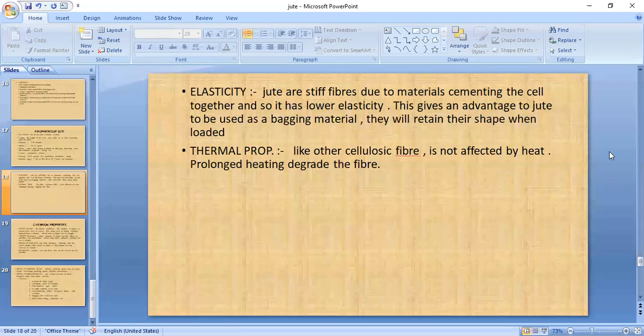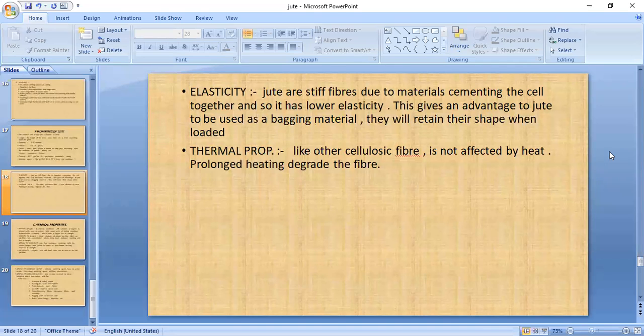जो बोरे जिसको बोलते हैं हम, जिसके अंदर शक्कर या गेहूं भर के आते हैं, those bags, those bagging material is made up of jute because this fiber is having very less elastic property. So whenever we are filling these grains into these bags, they are not stretched. They remain in the same position due to very low elastic properties. So they will retain their shape when loaded. जब हम उसमें भर देंगे गेहूं या कुछ भी, तब भी वो अपनी ही शेप में रहेंगे. They will not stretch, and that's why these fibers are generally mainly used for bagging materials.